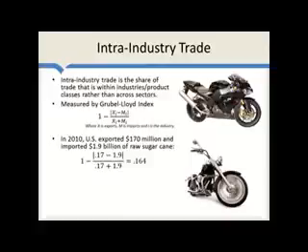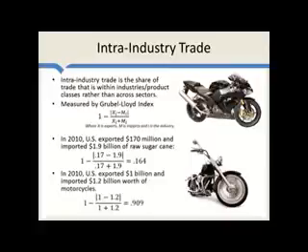On the other hand, what about motorcycles? Well, in 2010, the U.S. exported about $1 billion worth of motorcycles, and we also imported about $1 billion, actually $1.2 billion worth of motorcycles. So if you calculate the Grubel-Lloyd index, it should be close to 1, and in fact it is. It's 0.909. So that's how you calculate intra-industry trade. Let's look at what it is across some different countries.